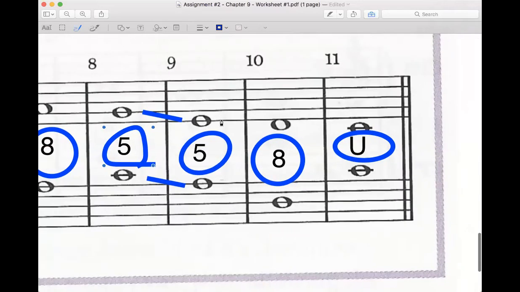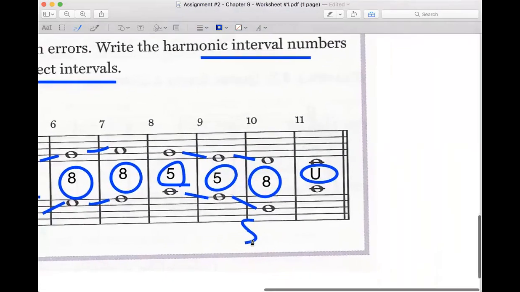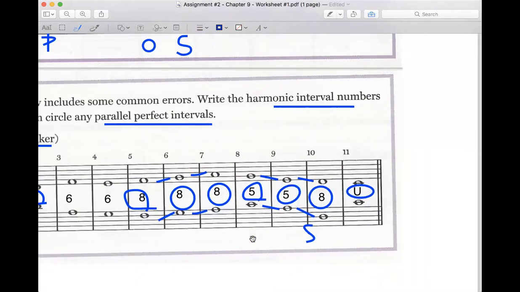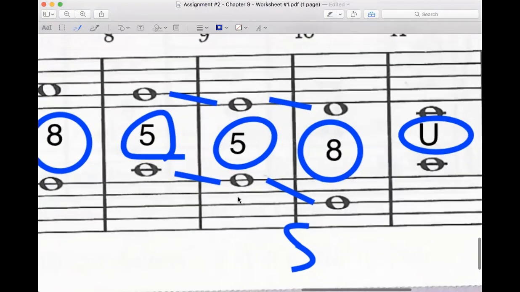Okay. What about fifth to an octave? Is that okay? Well, here we have similar motion. Again, we want to avoid. I would put in a little S here. Now, your textbook didn't, your assignment didn't ask for you to identify similar motion, but this is an example of a similar motion octave.